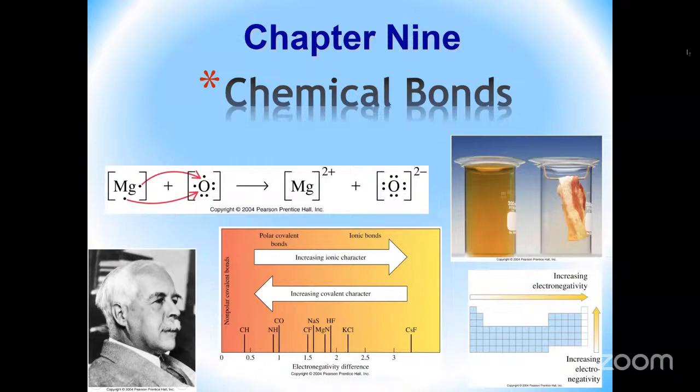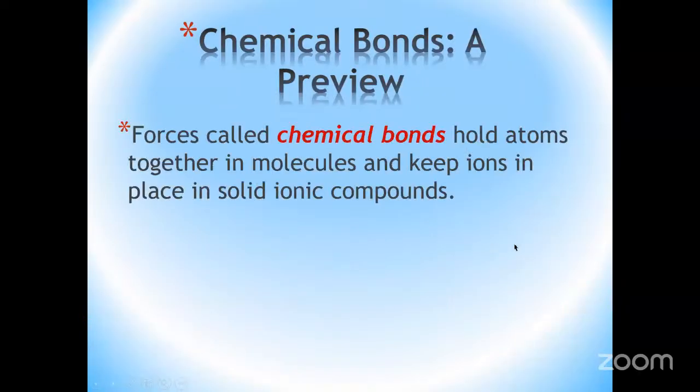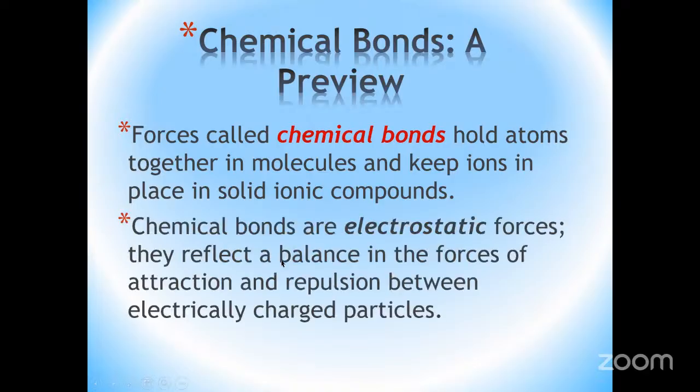So, whenever we're talking about bonds in chemistry, we're basically talking about the attractive forces that exist between atoms and molecules and ions, right? That's what holds them together, which prevents them from falling apart. So these forces are collectively called chemical bonds. And the very nature of these bonds, these forces, is that they are electrostatic forces. And what that means basically is that we have attractive forces between particles that are of opposite charge, right?